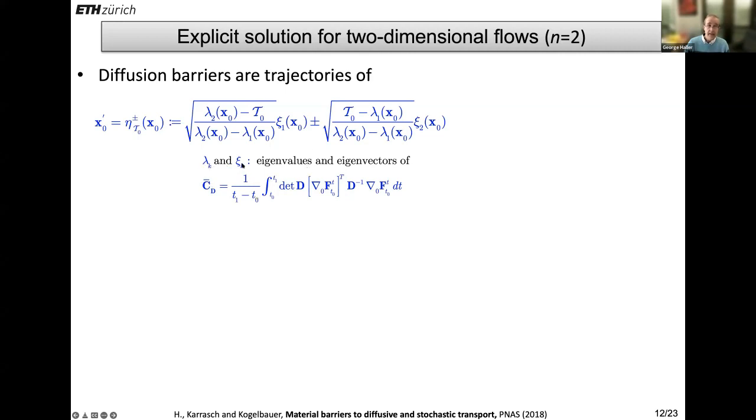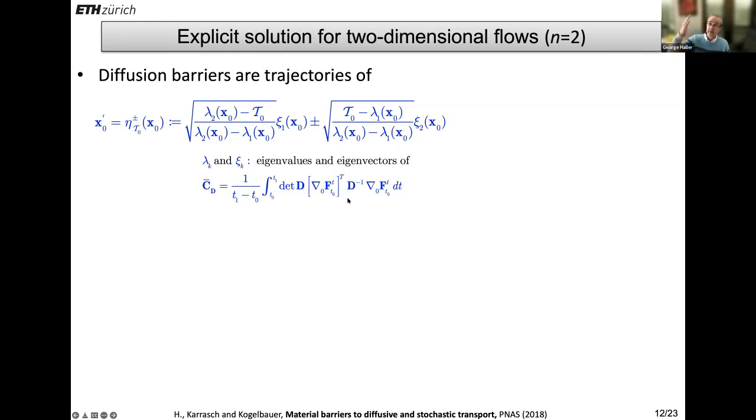Namely, these are eigenvalues and eigenvectors of a modified diffusion-weighted Cauchy-Green strain tensor, which you obtain as follows. What would be Cauchy-Green? The right Cauchy-Green strain tensor would be the transpose of the deformation gradient times the deformation gradient. That's what we saw yesterday. This is a bit more involved. It says, don't just multiply these two, the transpose deformation gradient and the deformation gradient, but stick the inverse of the diffusion tensor in between, okay? And also put in the determinant of the diffusion tensor as a scalar. And then do the following: take the average of this in time along trajectories.